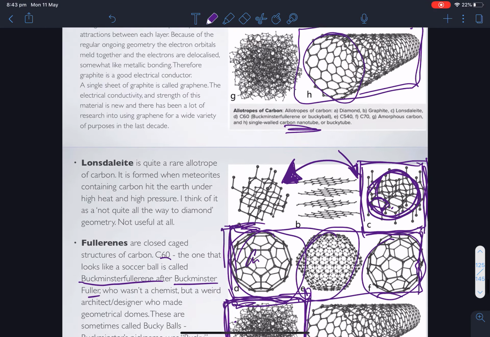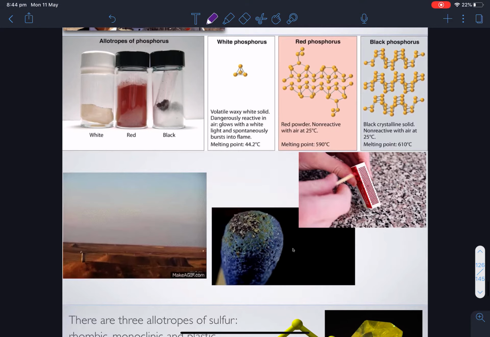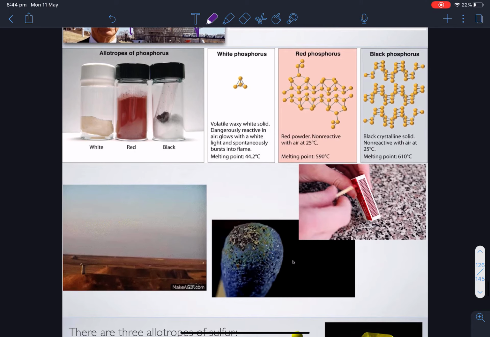Anyway, allotropes of carbon. Let's have a couple of other examples. I've got this page dedicated to allotropes of phosphorus. I think there's 4 types, but we only talk about 3 main ones. I'm trying to remember what the 4th one was. Doesn't matter. Anyway, white, red, and black are the most famous ones here.